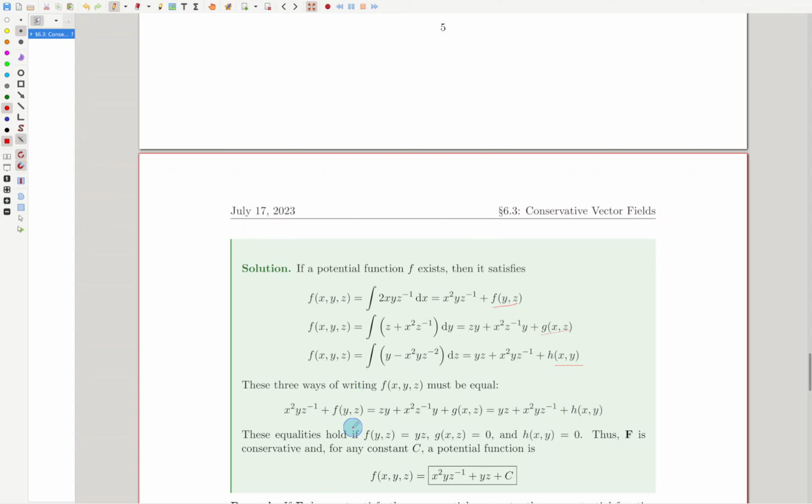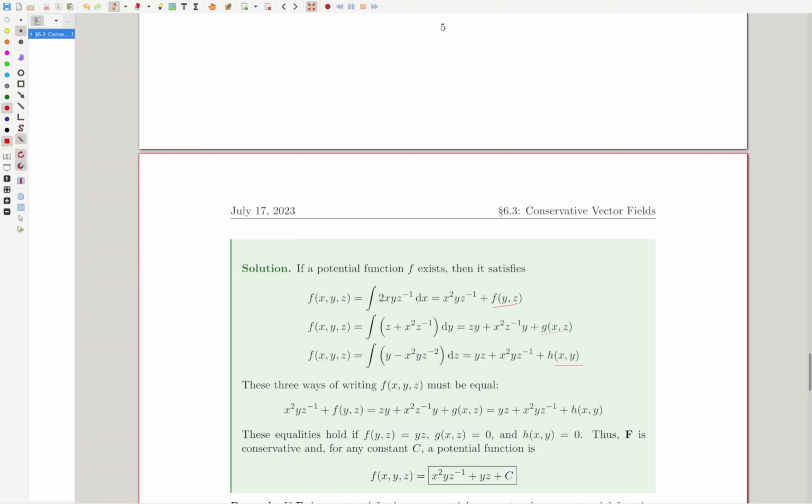But from it, we can play this game of matching up the terms. So yz, you see there's a yz there, and you see that this will fit. And then you have an x squared yz times z to the negative first, which is here as well as there. So that accounts for all of the terms. So you can just let g of x z be 0, h of x y be 0. You could also make them constants, but that's handled here at the very end.